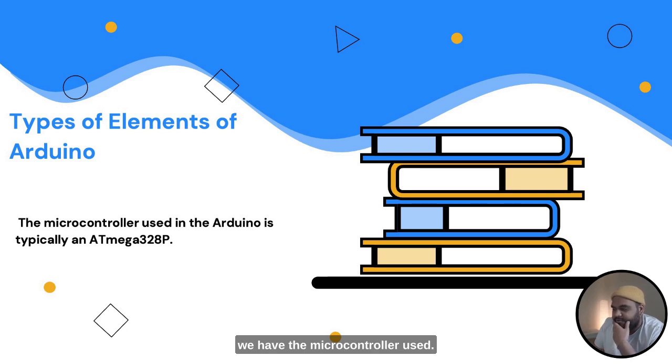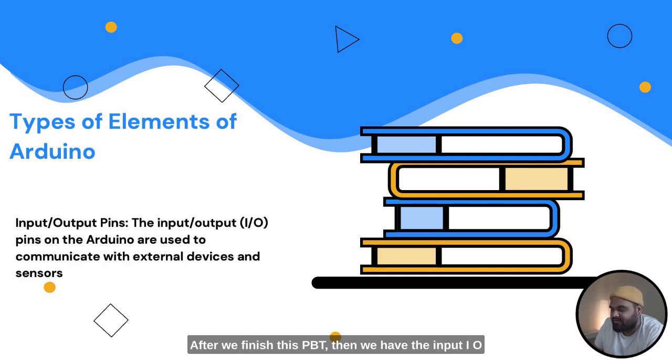Then we have the microcontroller used. So we're now specifying what controller is being used. We use an ATmega328P, which is basically the version number of the chip on the Arduino. I'll also tell you what other components are there, and we'll go into the actual physical look of the Arduino after we finish this PPT.